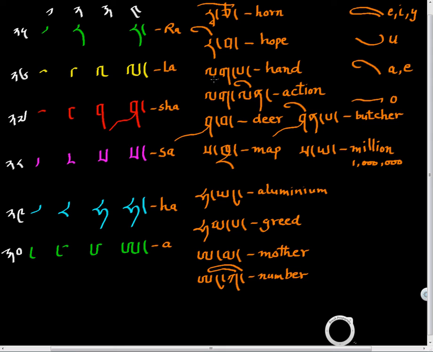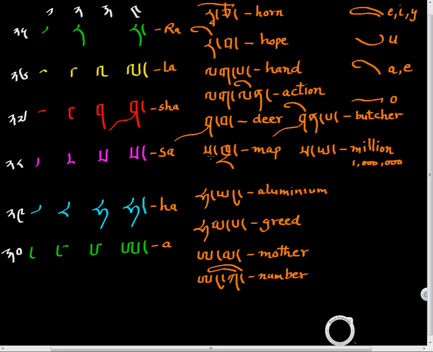La, ka, lakpa, meaning hand. La, ka, lak, la, dengbo, lena, len, lak, len, action. Sha, wa, shwa, deer. Sha, dengbo, shena, shen, pa, shenpa. Shenpa means butcher.